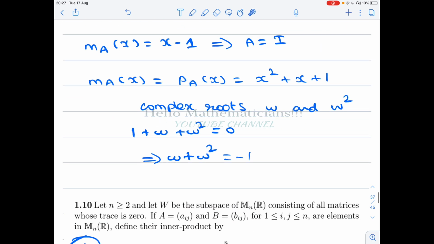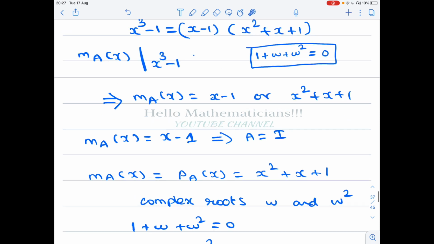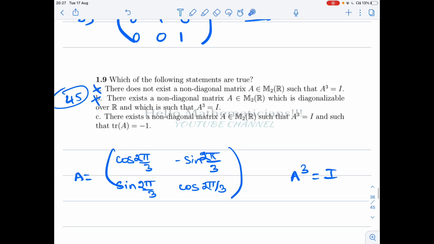Therefore, if this is the characteristic polynomial of A, then the eigenvalues are w and w square, the primitive third roots of unity, they are complex roots. Therefore, we conclude that if a matrix satisfies A cube equal to I and it is non-diagonal, its eigenvalues are primitive third roots of unity. In particular, they are complex numbers, therefore it cannot be diagonalizable over R. Okay, so let's come to the last option, that is true.